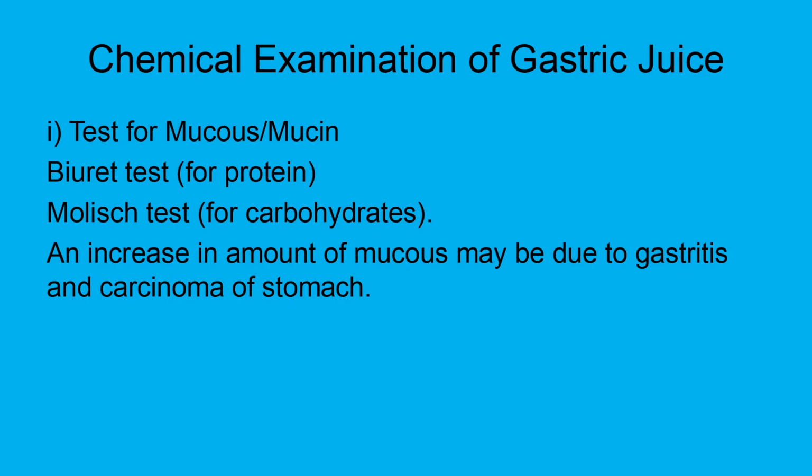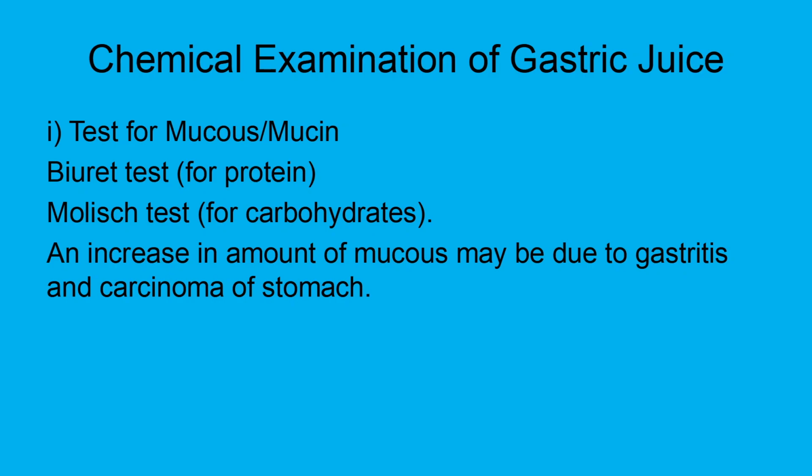Then chemical examination means we have to check for the normal and abnormal constituents of gastric juice. We have to do some qualitative tests to find out the presence of normal and abnormal constituents. So if you are not detecting any abnormal constituent, the person is normal. If the person's gastric juice is found to contain abnormal constituents like blood or any other unwanted materials, it indicates some sort of gastrointestinal problem.